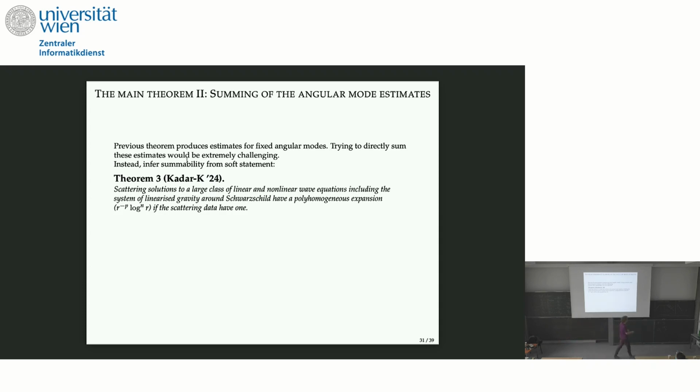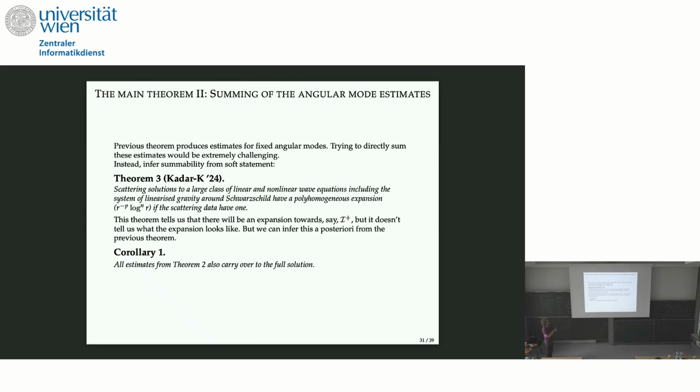So this is valid for data. You can also have data here which are polyhomogeneous. This is the statement: expansion here, expansion here. But it doesn't tell you what the terms in the expansion are. But the nice thing is, if we already know that there is such an expansion, then we can simply, as a corollary, project back to L modes to understand all the coefficients in the expansion. This is kind of the mathematical approach to summing the L modes softly.